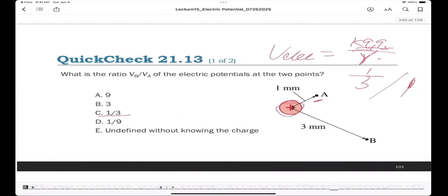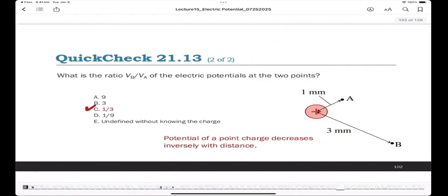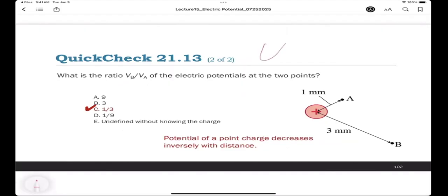Okay. The potential of a point charge decreases inversely with distance. You can see from this equation, U electric equals K Q1 Q2 over R, so it varies inversely with distance.